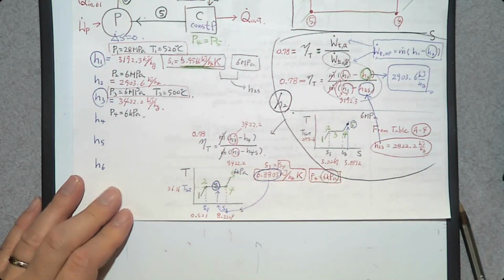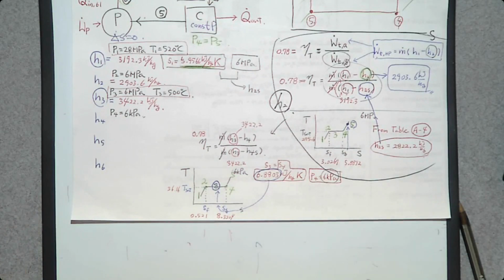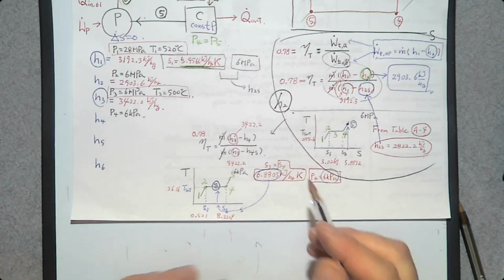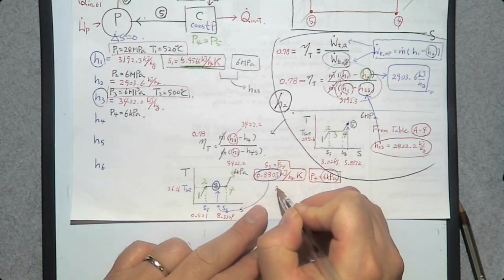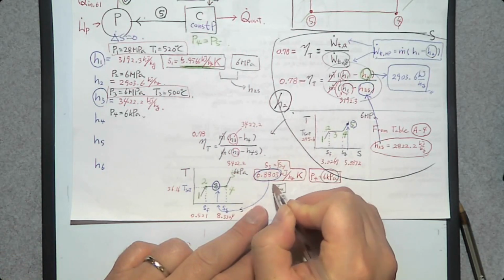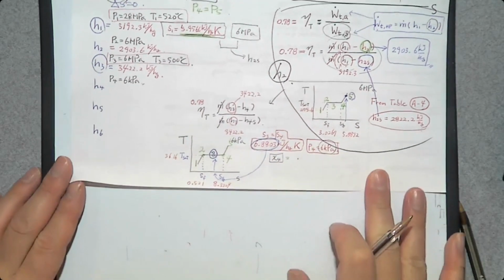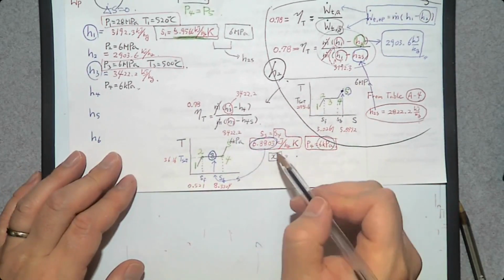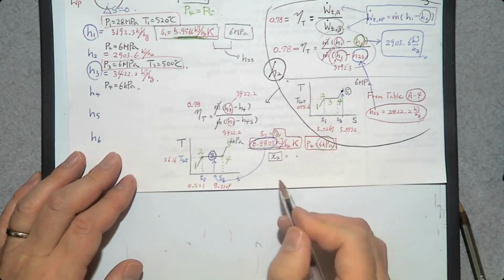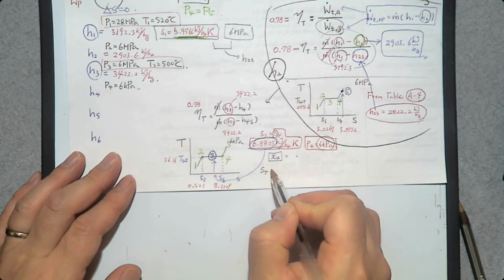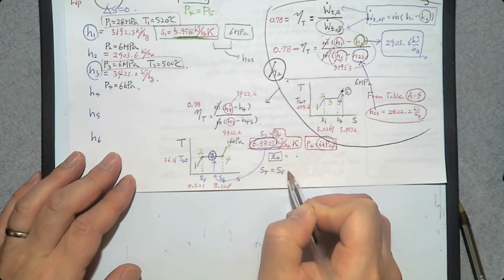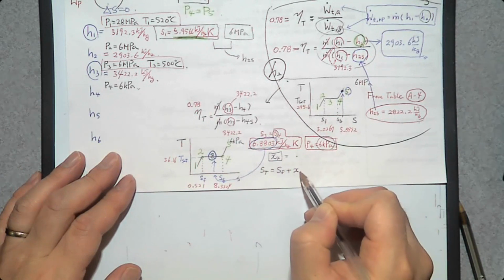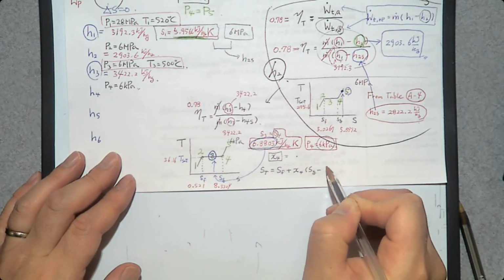Saturated mixture. If you have a saturated mixture, how can you determine its property? We need to know one more property, which is quality X4. So let's determine X4 first. We can use a linear interpolation for entropy S. S4 is SF plus quality X4 times SG minus SF.